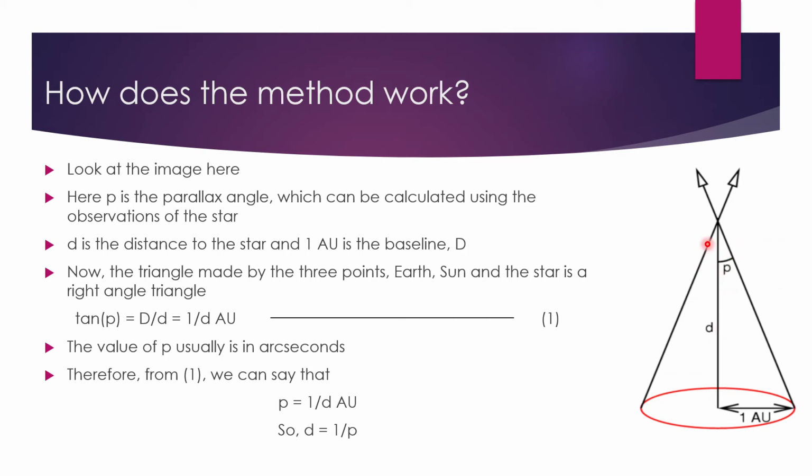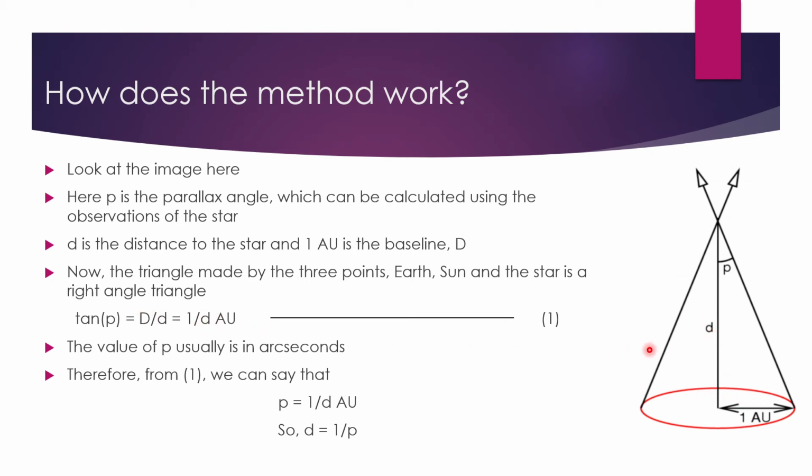Now this distance from sun to this star is the distance d, while this distance is the baseline capital D, which is 1 astronomical unit. So now as this is a right angle triangle, we can use the tan formula and find that tan of P is equal to the capital D, 1 AU, upon the small d. So 1 upon d AU.